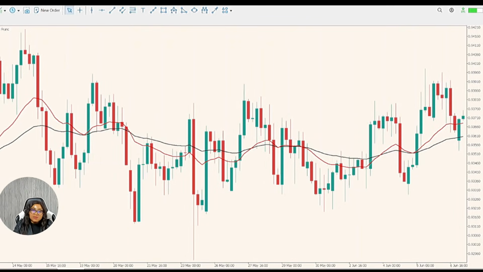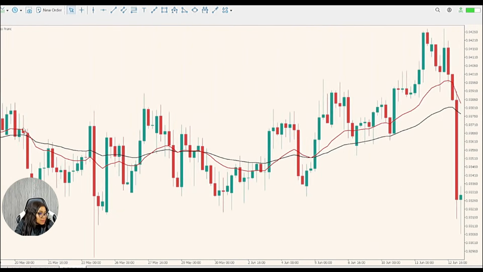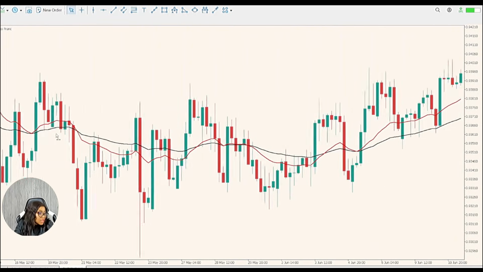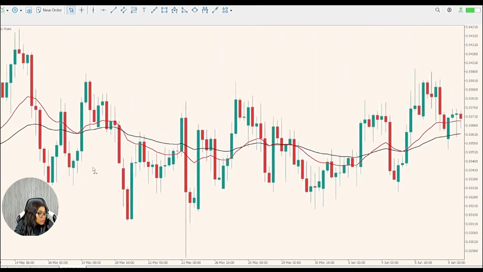Now let's identify a ranging market. This is a ranging market, and this is the chart of Euro CHF. Euro and CHF are considered mirror currencies. They usually move in the same direction, and that is why I chose it to easily find a ranging market, because the majority of the time they are ranging. Now I will identify the ranging area here.